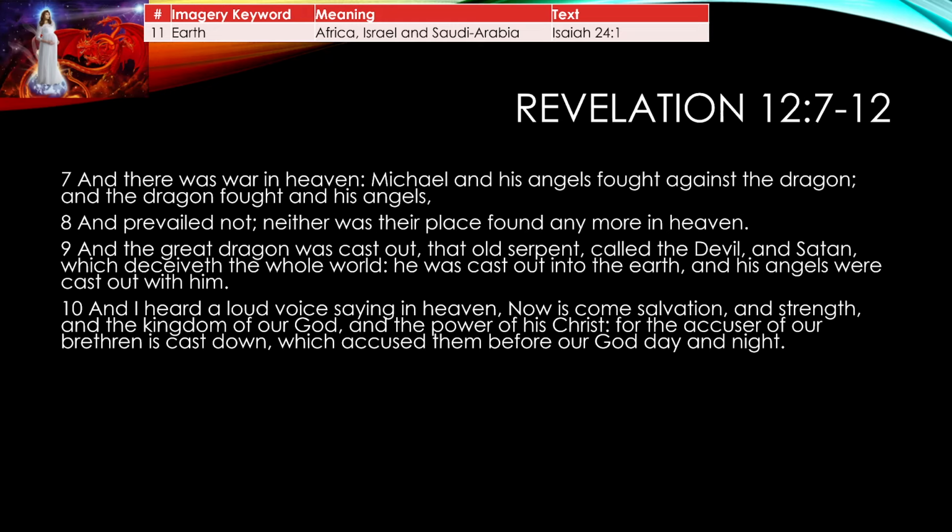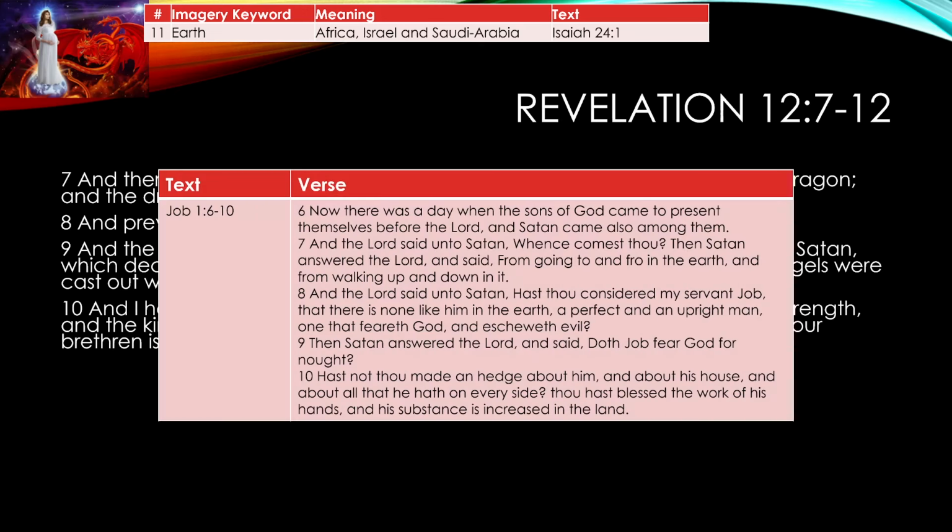"And I heard a loud voice saying in heaven, Now is come salvation, and strength, and the kingdom of our God, and the power of his Christ, for the accuser of our brethren is cast down, which accused them before our God day and night." In the book of Job, we can learn how Satan was in heaven, and how Satan relentlessly accused Job of only acting like a good man, because of all the blessings he received from God. Let us read Job 1 verses 6 to 10.